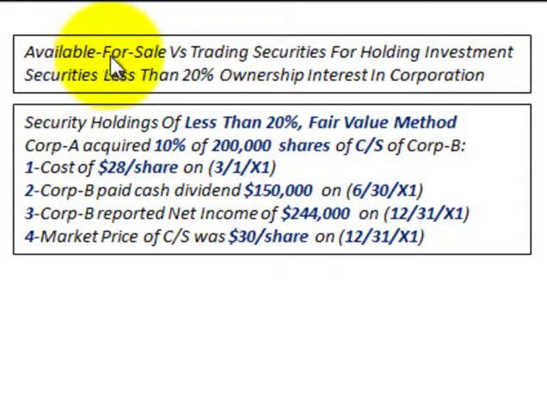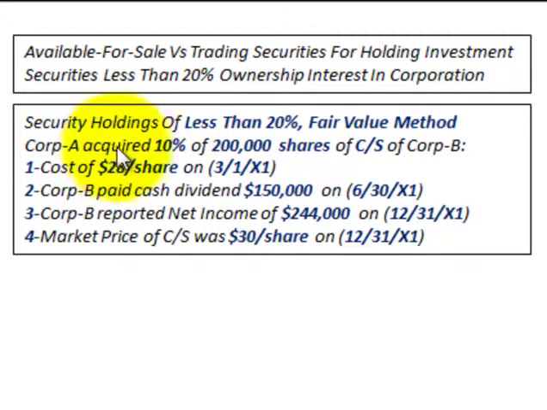What we're going to be going over here is available for sale and trading securities, held as investment securities with less than a 20% ownership interest in a corporation. Where you have security holdings of less than 20% in another corporation, this is where you use the fair value method to record those security holdings.